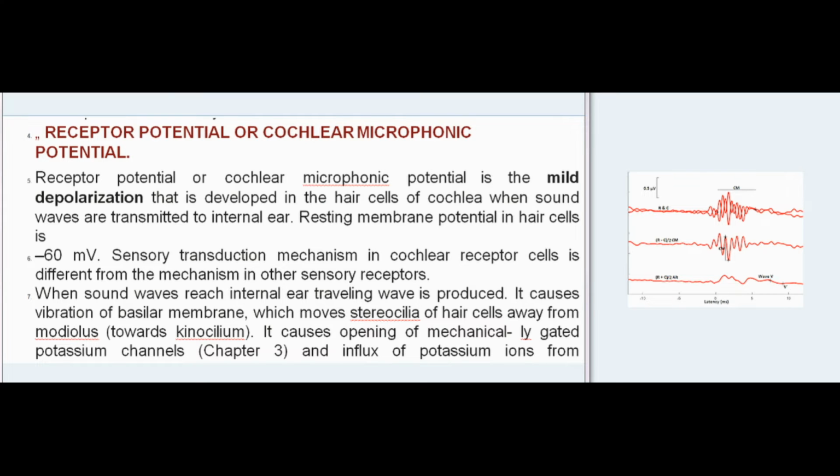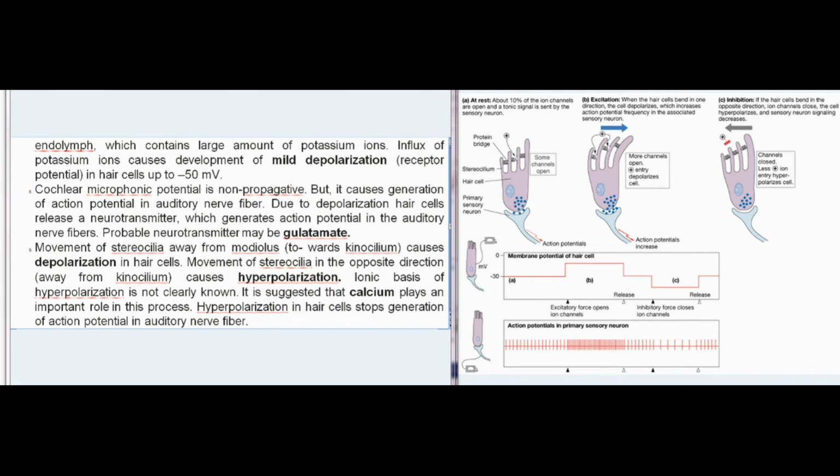Sensory transduction mechanism in cochlear receptor cells is different from the mechanism in other sensory receptors. When sound waves reach internal ear, traveling wave is produced. It causes vibration of basilar membrane, which moves stereocilia of hair cells away from modiolus, towards kinocilium. It causes opening of mechanically gated potassium channels, Chapter 3, and influx of potassium ions from endolymph, which contains large amount of potassium ions. Influx of potassium ions causes development of mild depolarization, receptor potential, in hair cells up to -50 mV.